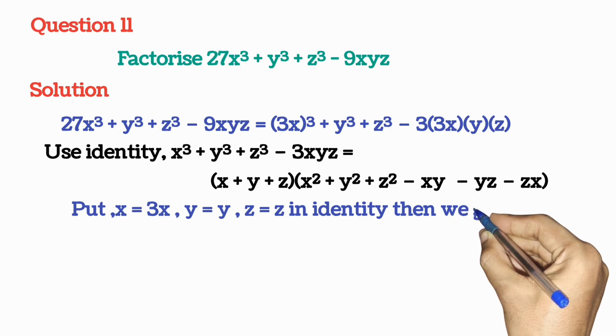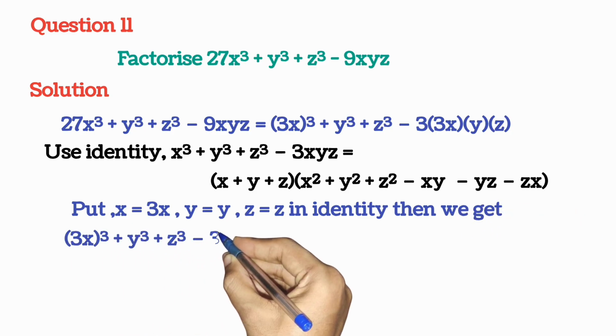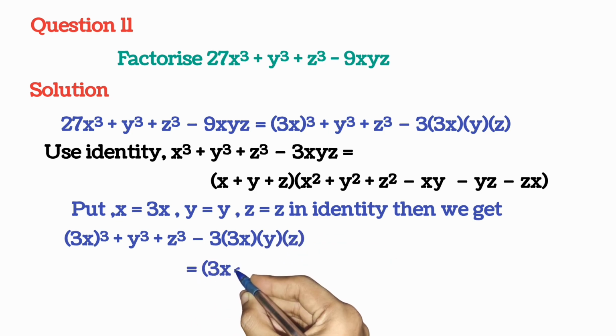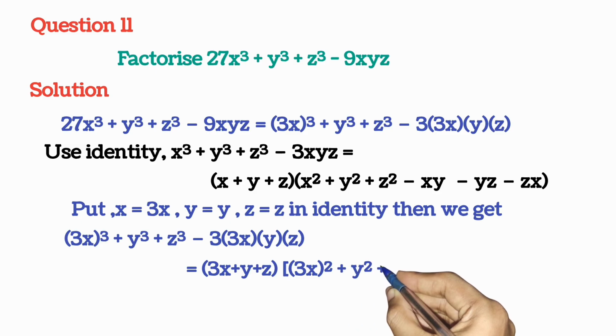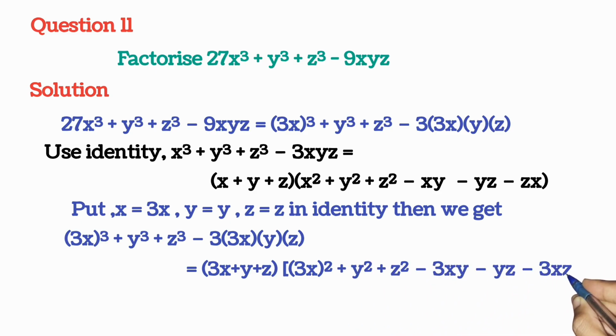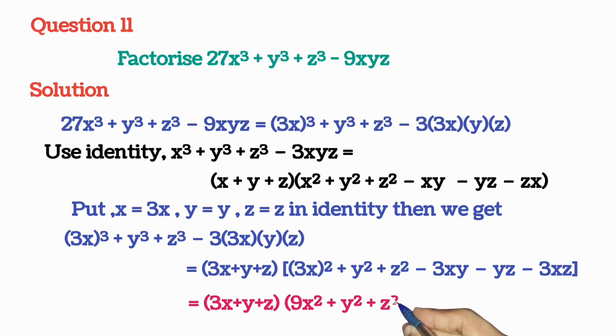Then we get (3x)³ + y³ + z³ − 3·3x·y·z = (3x + y + z)((3x)² + y² + z² − 3xy − yz − 3xz) = (3x + y + z)(9x² + y² + z² − 3xy − yz − 3xz).